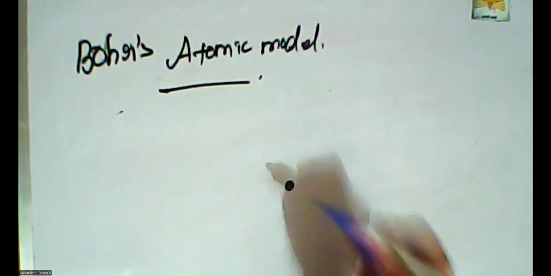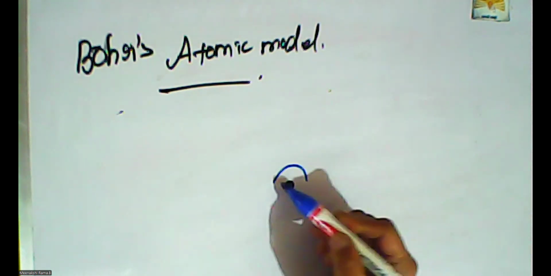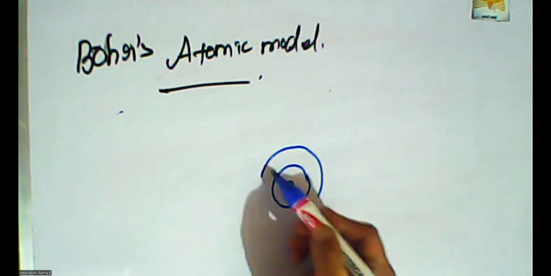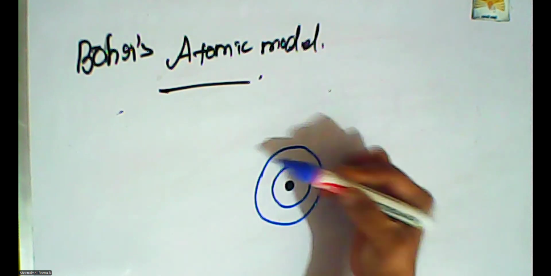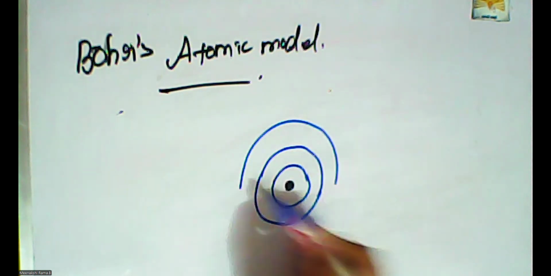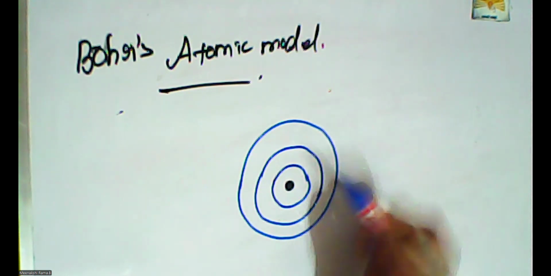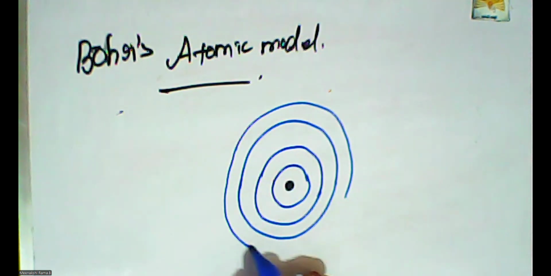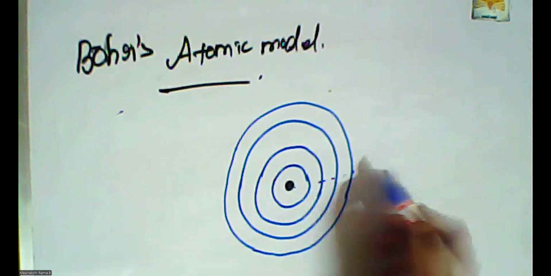In Bohr's atomic model, the center part is called the nucleus. How many orbits did he tell? Yes, there are 4 orbits. So this round is called the orbits. How can you identify them? Yes, the letters K, L, M, and N. So the center part is called the nucleus.